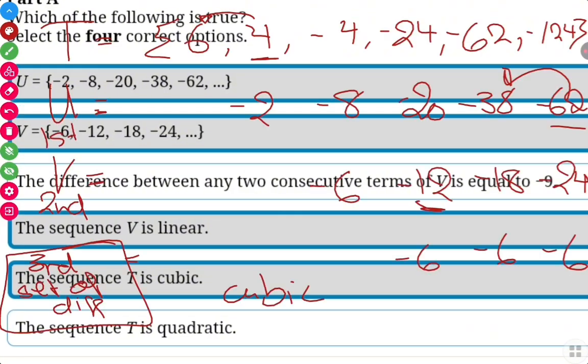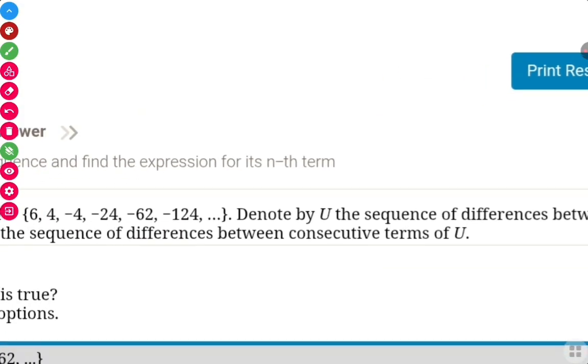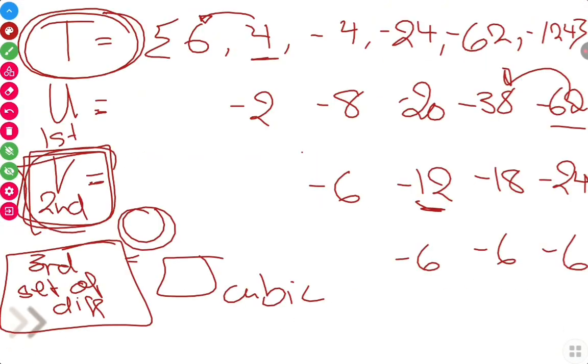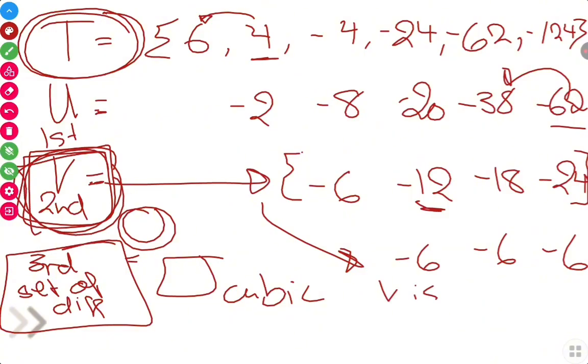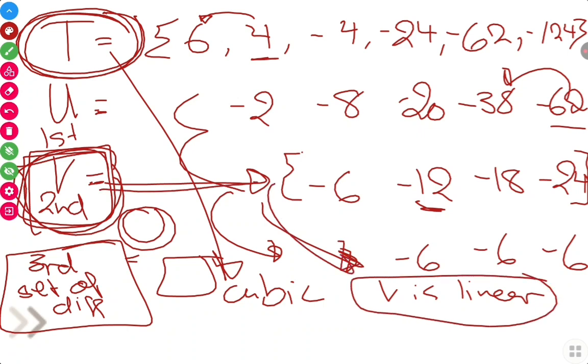So the sequence t, our original sequence, is cubic. If we go to v, the second set of differences, and consider v its own sequence, then the first time we subtract after v, it is constant. Since the first time we subtracted after v was constant, that means v is linear. The original one, t, is cubic, because we had to subtract 3 times. But v is linear, since we only had to subtract 1 time after v.